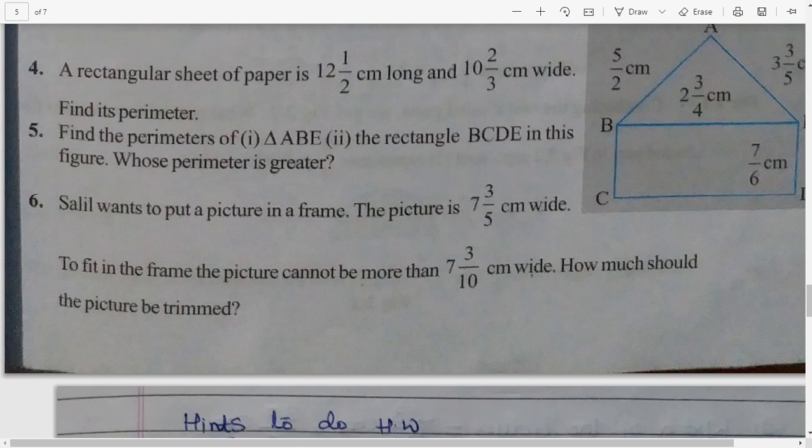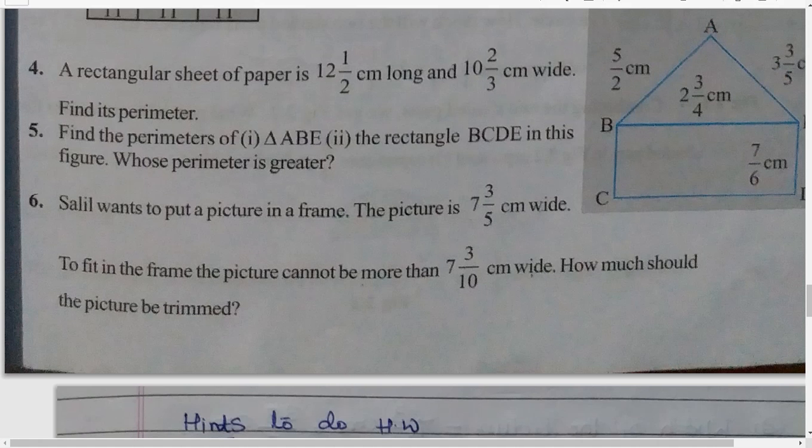So the question is: a rectangular sheet of paper is 12 1/2 centimeters long and 10 2/3 centimeters wide. Find its perimeter. A rectangle means 4 sides will be there. Perimeter means the length of the boundary, the total length of all 4 sides. Here the length of only 2 sides is given.